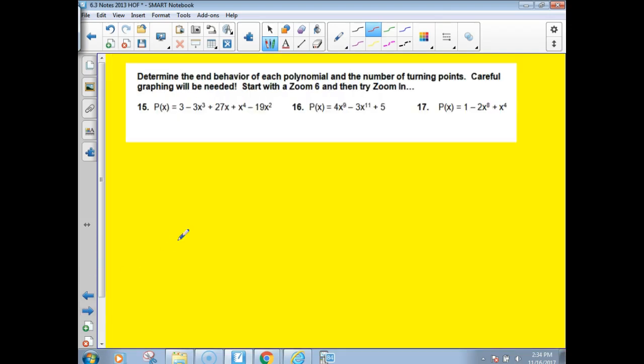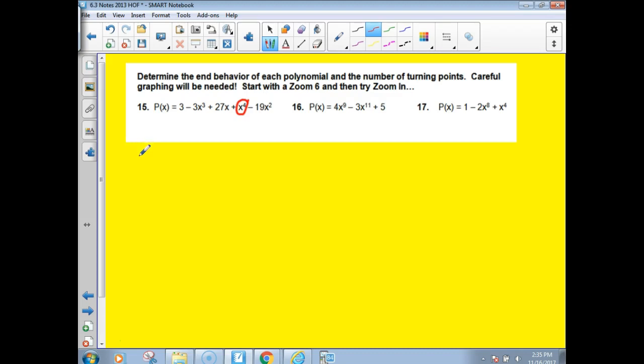All right, so if we look at a graph, you can type this into your graphing calculator. But first, find the highest power. So this is degree. What did it say to do? Determine the end behavior and the number of turning points. Careful, graphing will be needed. Start with zoom 6 and then try zooming in. This one is degree 4, so I'm expecting it, since it's positive, to open up. I already know that, but I don't know how many turning points unless I put this into the calculator.